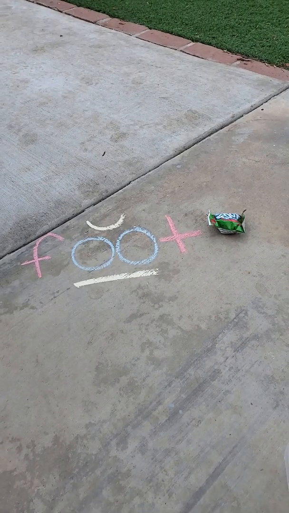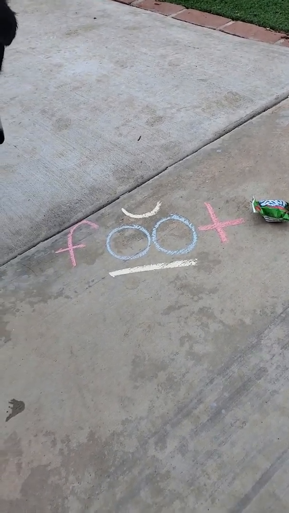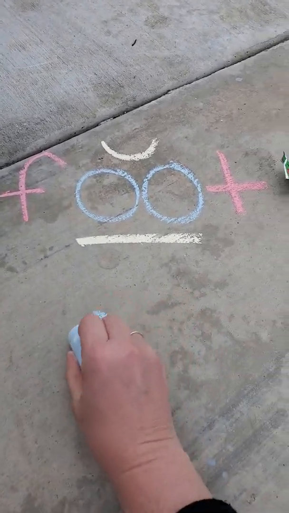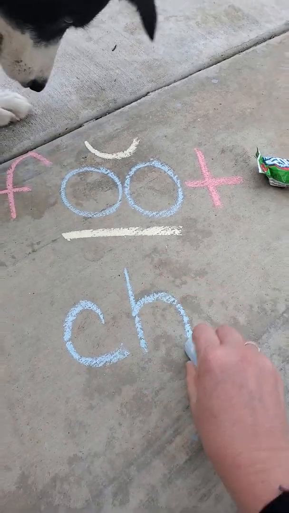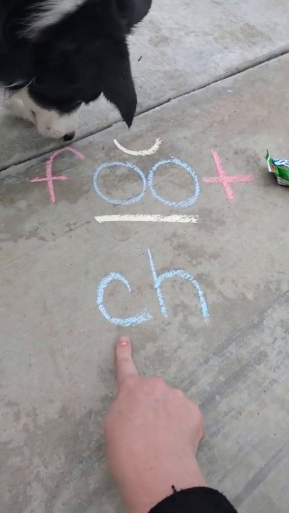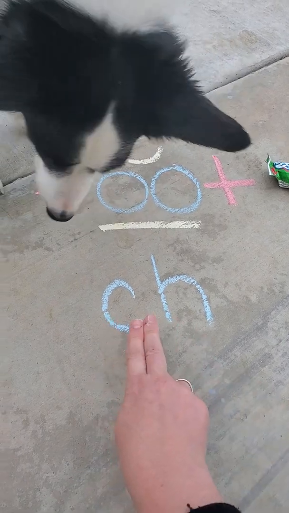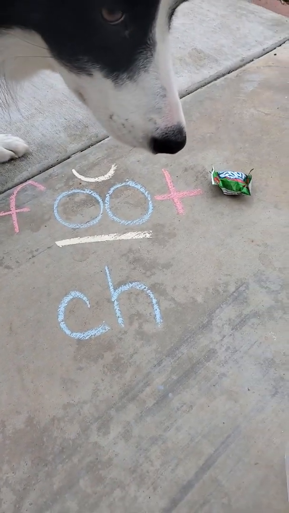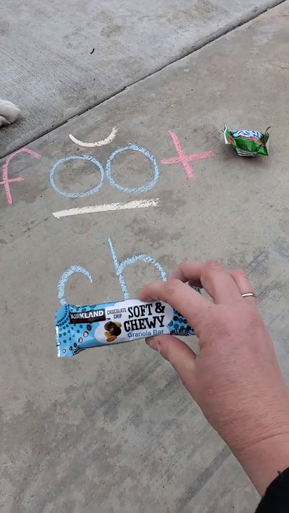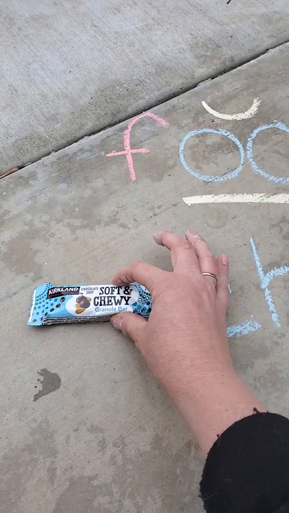All right, the next digraph that we're going to do is a CH. So Miss Keegan's going to put a C and an H. And remember, when you have a C, it goes k. When you have an H, it goes ha. Put them together, it goes ch, ch, ch. All right, so Miss Keegan found a chewy granola bar. So I'm going to put that right there.